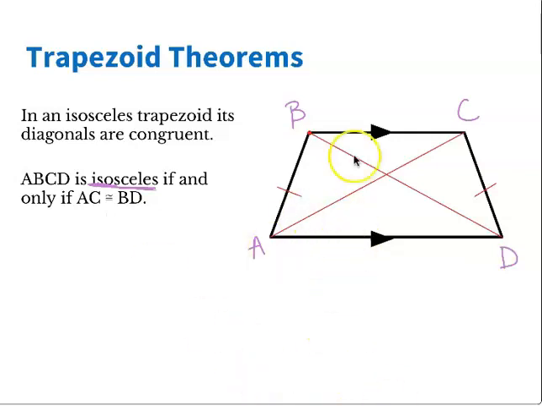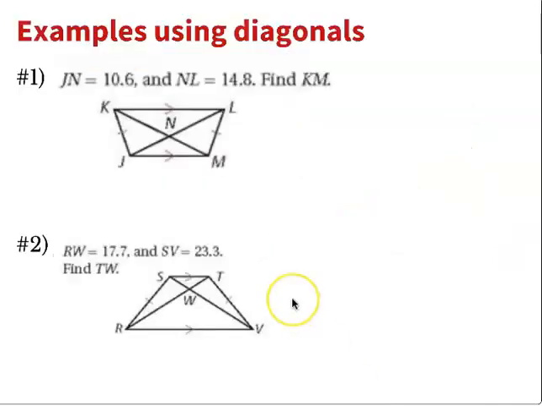Remember, if we're given the vertices and we want to find the distance from A to C, we would use the distance formula. So just a hint when you go to do your Unit 5 project this week. So let's now look at number 1. Let's look at this first example here, using diagonals.